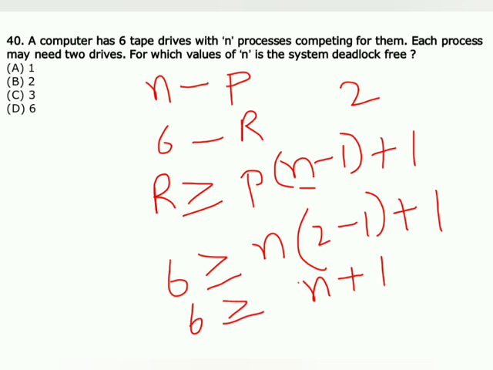So 6 minus 1 is 5, so 5 greater than or equals to n. That means the n value must be less than or equal to 5. Then only it will be deadlock free. Therefore the total number of processes cannot be more than 5. In the given options 5 is not given, and the maximum value given is 3. So option C is the correct answer.